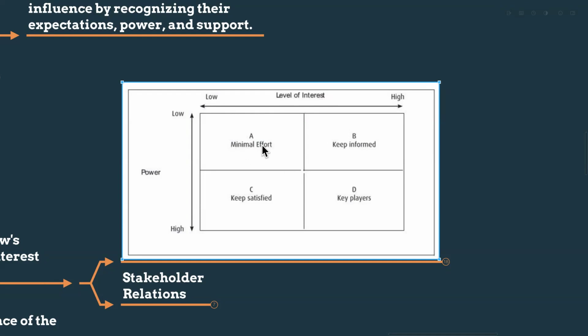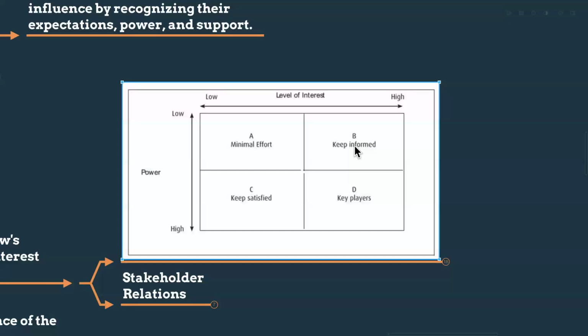For the A group of stakeholders, we have to give minimal effort. We don't need to give much attention to these A category people, because from the interest side they have low interest, and in power also they have low power over our business. So we have to give minimum effort for them. For the B category, we have to keep them informed, since they have the highest interest but low power.